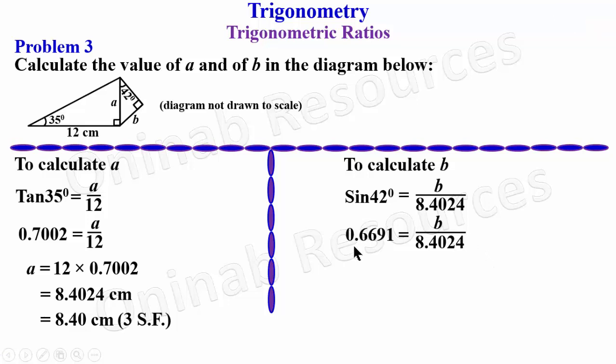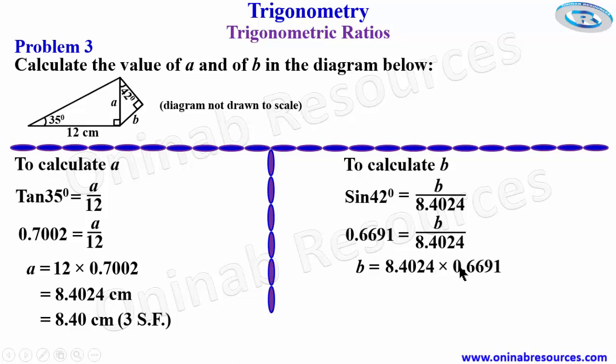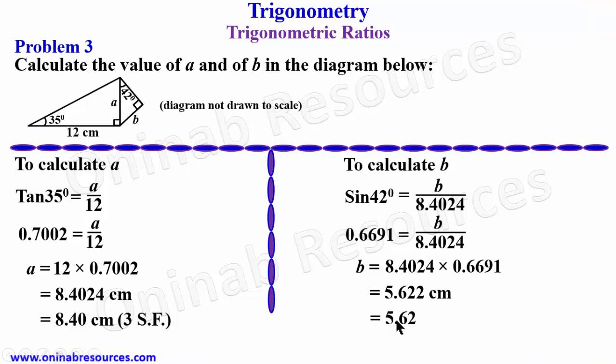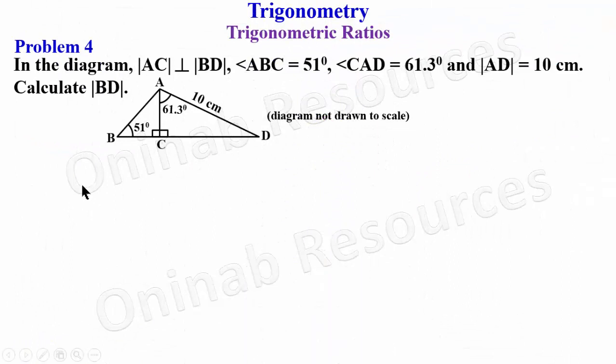8.4024. If we cross multiply now, we are going to have B to be 8.4024 times 0.6691. Simplifying this from our calculator, we have it as 5.622 centimeters. So to three significant figures, we have 5.62 centimeters. So that is all for problem 3. We then go to problem 4.